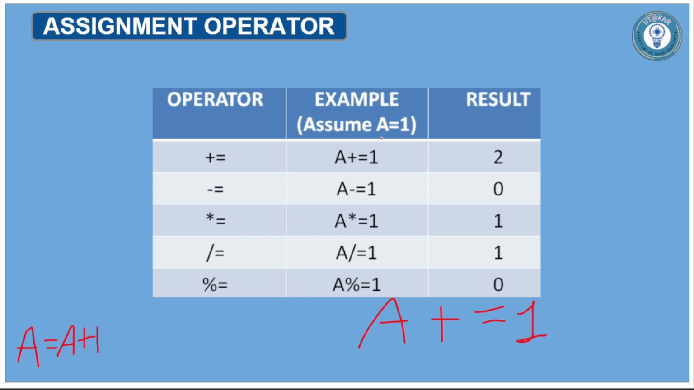Let me fix the value of a as 1 first. So these two equations are equivalent to each other. And the current value of a is 1. What it does is, it increments the value by 1. So 1 plus 1 is going to be 2. And it stores the result 2 in the variable a. And for all the others, it does the same.